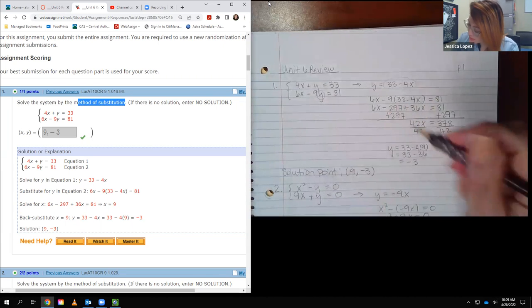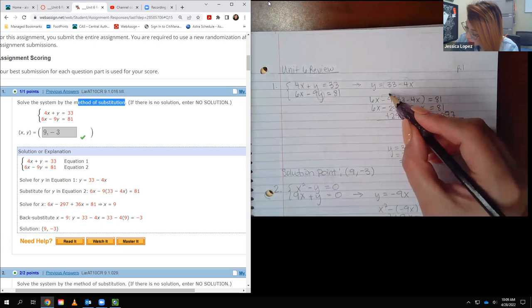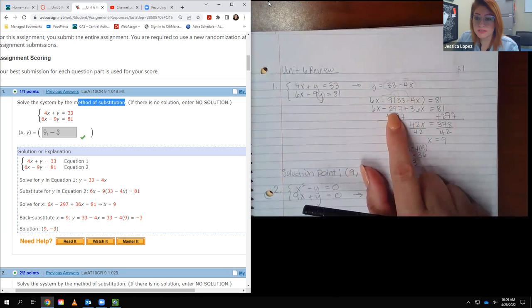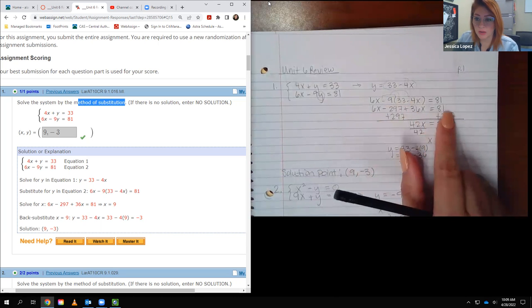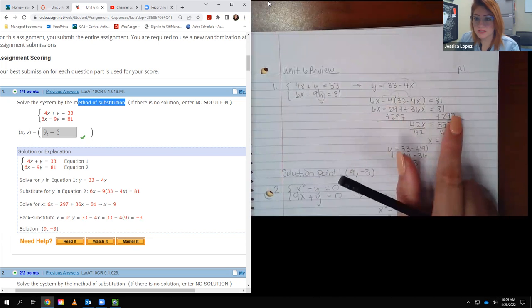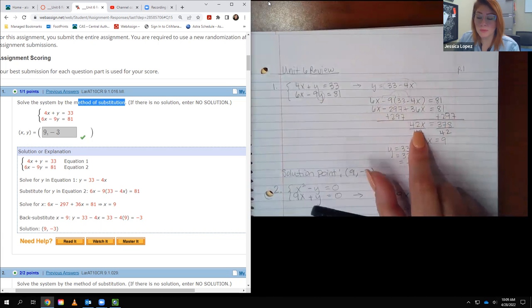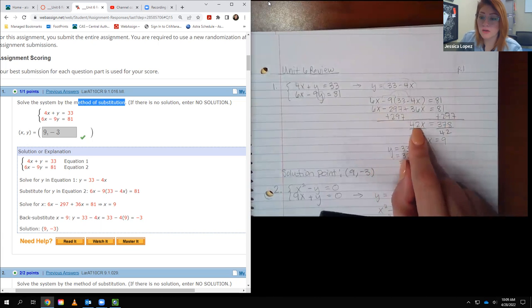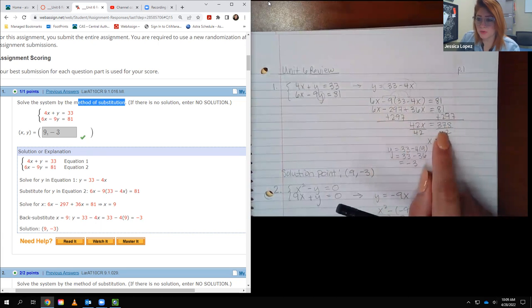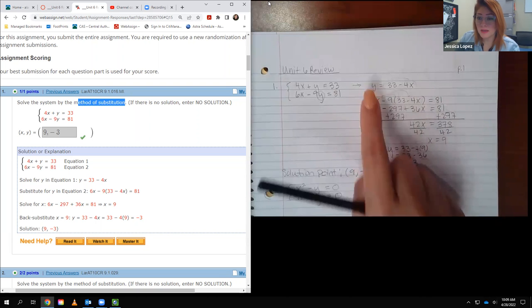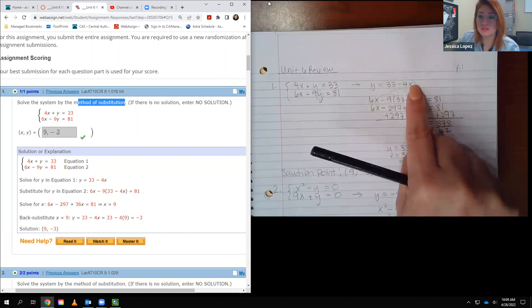So then here I did take this negative 9 and I distributed it. So I got 6x minus 297 plus 36x equal to 81. I did go ahead and move my constant over to the other side, and then I combined my 2 variable terms together, and I got 42x. So then I did go ahead and divide both sides by my coefficient, and the result was that x equals 9.